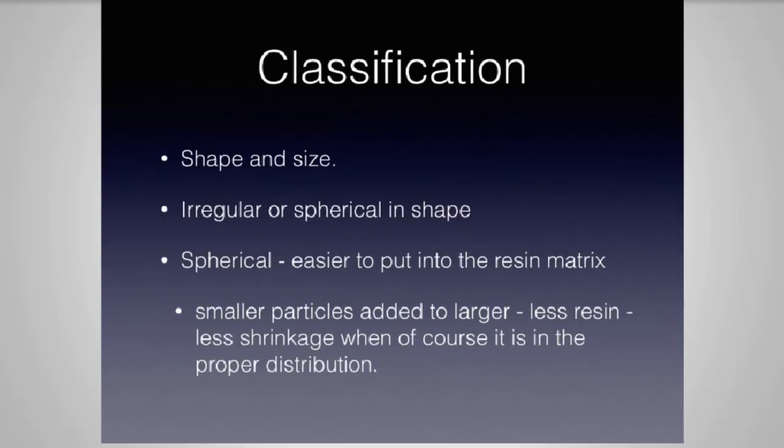The composites that we use, of course, are classified by their shape and size, irregular or spherical in shape. And what we know is that sphericals are easier to place into the matrix by the manufacturer when the composites are being created. The smaller particles are added to larger, as in less resin is then used, and if there's less resin used, there's less shrinkage when, of course, it's in the proper distribution.